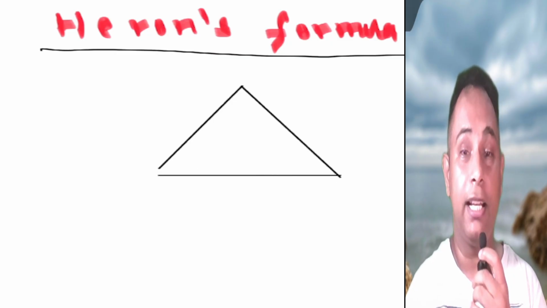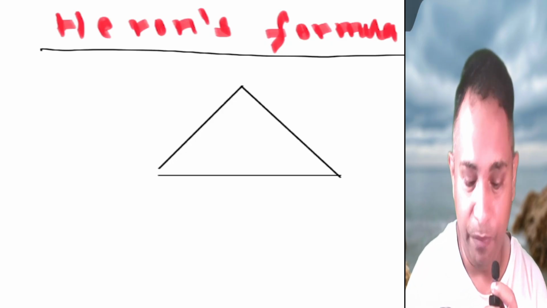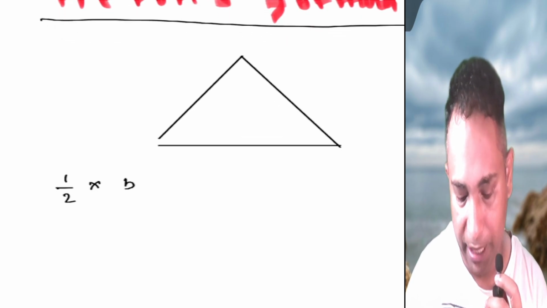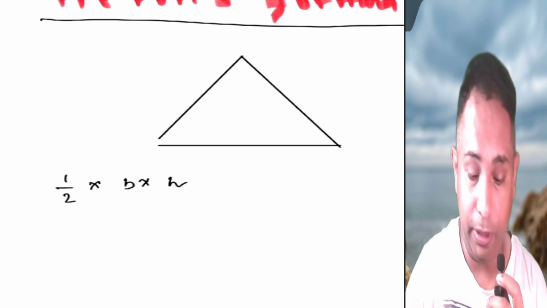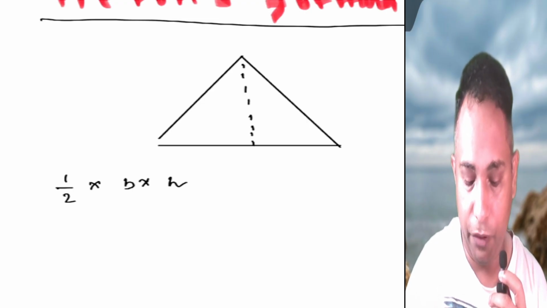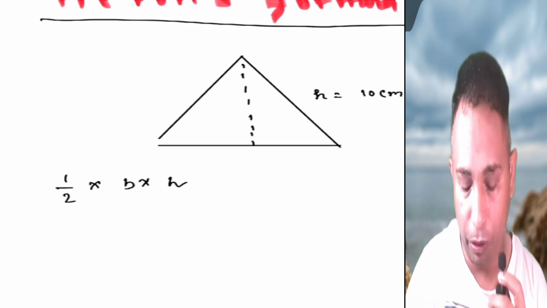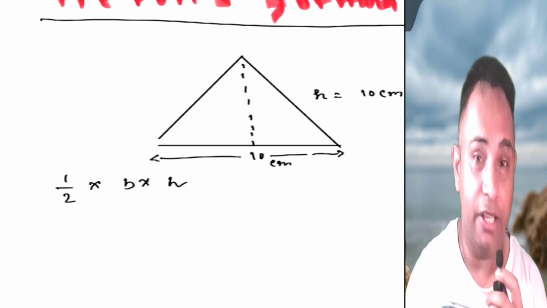In earlier classes, you might have gone through a specific formula for the area of a triangle, that is 1 by 2 into b into h, where h stands for the height of the triangle. Suppose h is equal to 10 centimeter. Now b stands for the base of the triangle, that is also 10 centimeter. We are taking this for understanding.